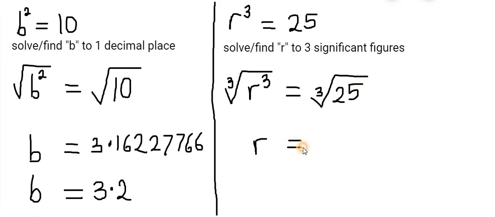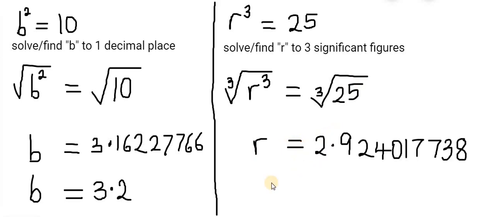Cube root of 25, you have to go to your calculator for that. Okay, so to find the cube root sign, on most scientific calculators, you need to press shift and press the square root sign. Okay, so now we're not done because this is not 3 significant figures.